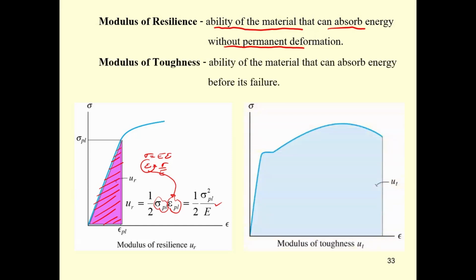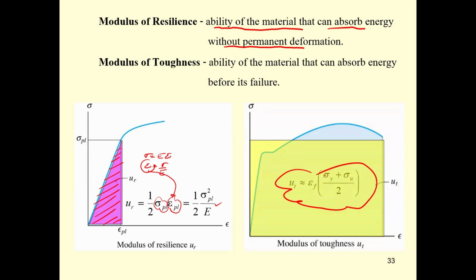And for the whole area, we cannot compute it easily. We have to approximate it based upon this equation. Okay, just take this one times this one, and the vertical one is going to be the average of this sigma sub y, and this is going to be sigma sub u. This is going to be the portion in parentheses.